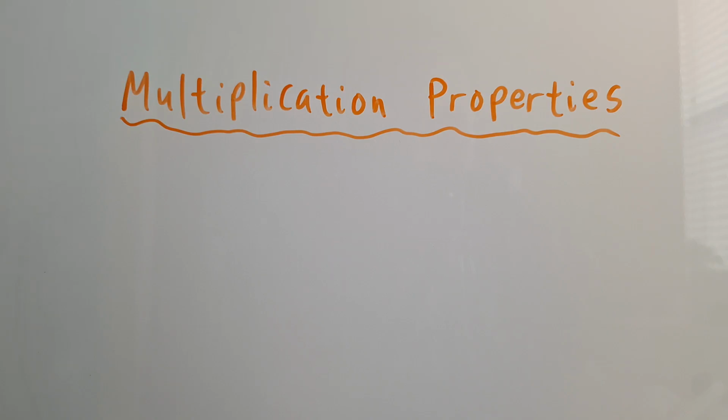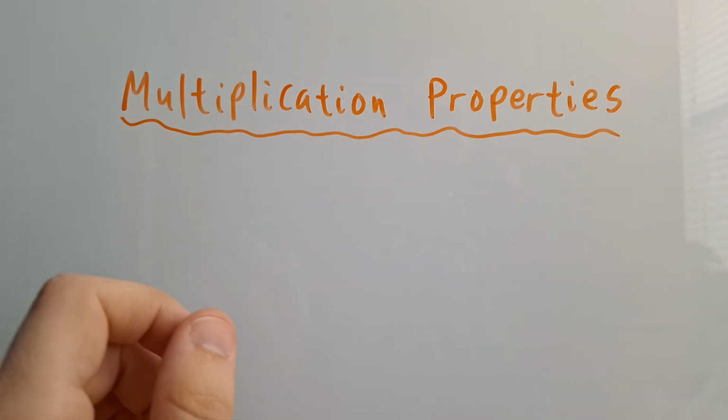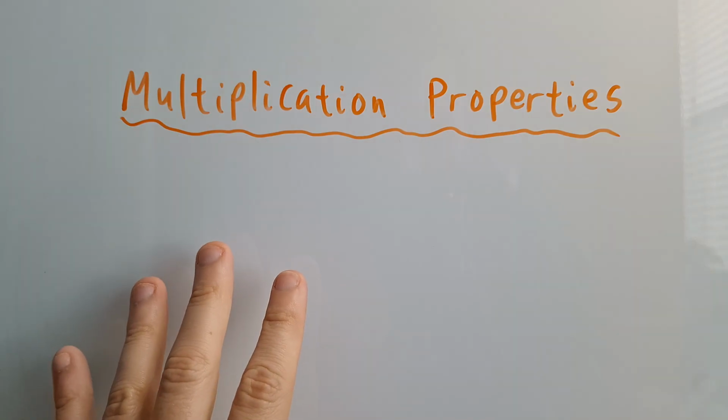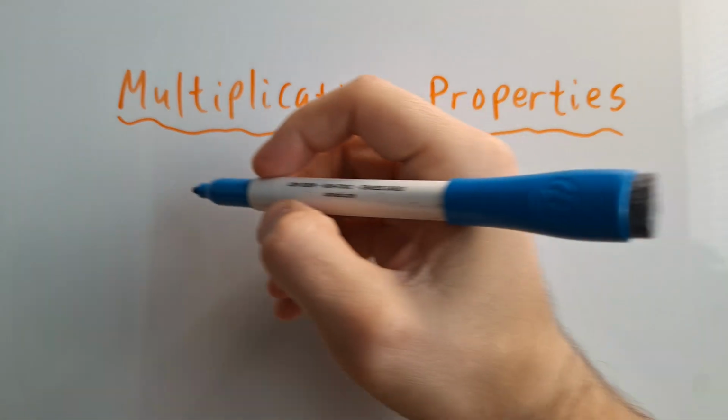Hello everyone, in this video I'm going to talk about a few multiplication properties. Specifically for this video I'm going to talk about 4 and I'll show you an example of each of them.